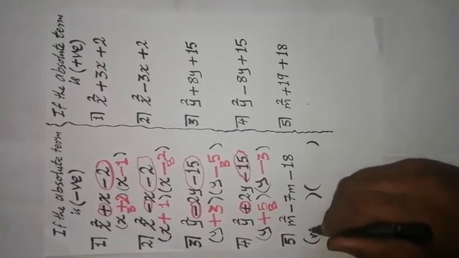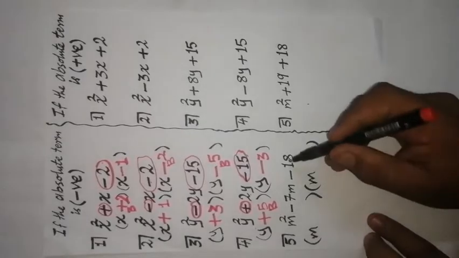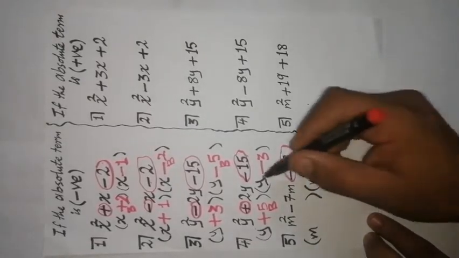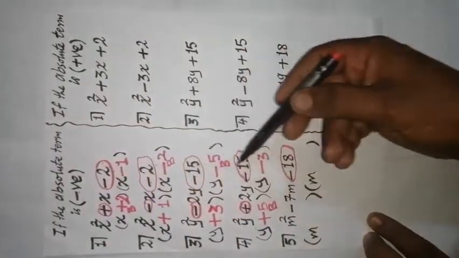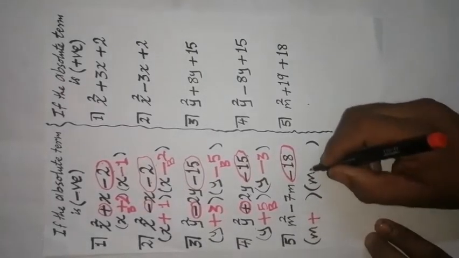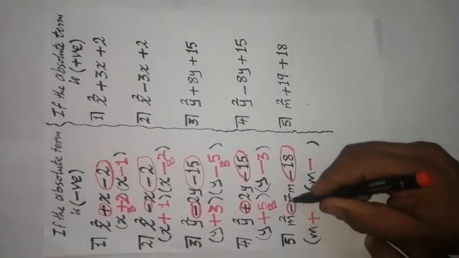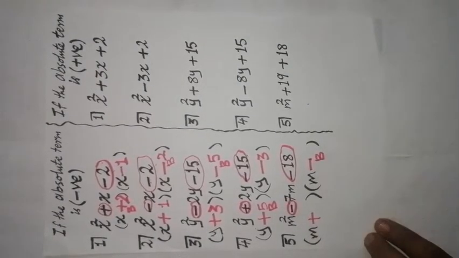Here is m and here is m. Okay, what's the sign of the absolute term? It's negative. All of them here is negative. When the absolute term is negative, that means one is positive and the other is negative. The big number takes the sign of the middle term. What's the sign of the middle term? Negative, so the big number is on this side.